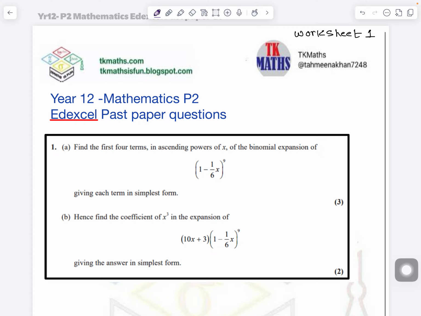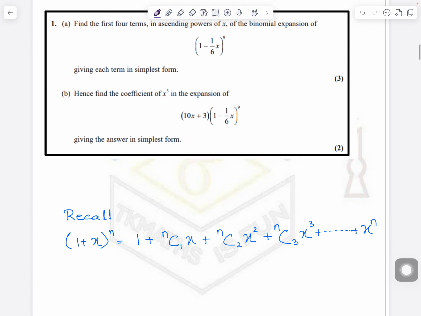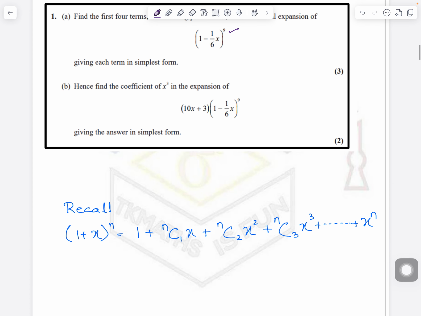So let's start. First question is from the binomial expansion. And to this, you need to recall the binomial expansion formula, which I have written here. In Year 12 course, the power of the binomial is always a positive integer. So you can see in this question, it is plus 9, right? So let's start applying this concept here.